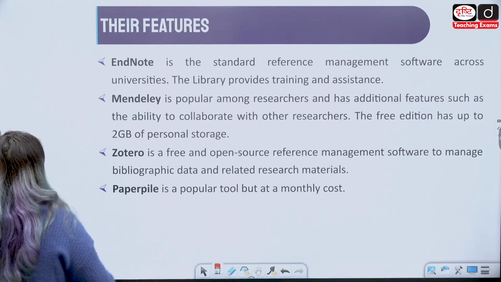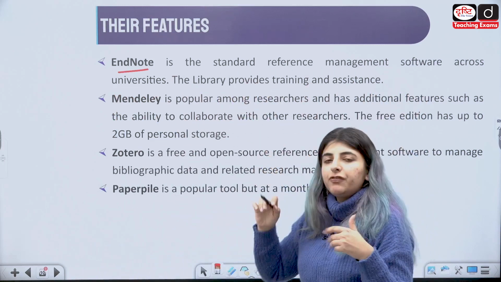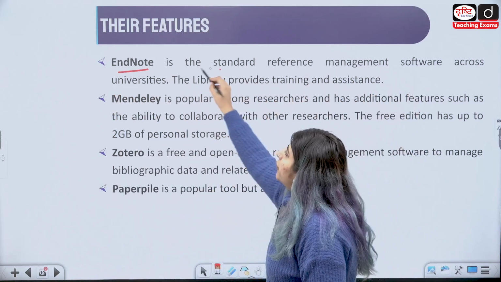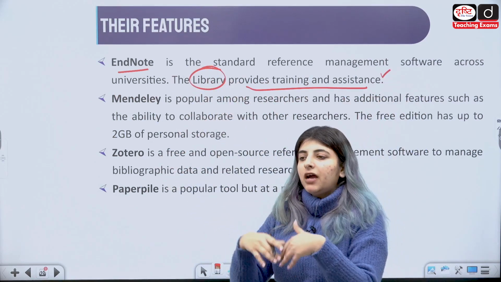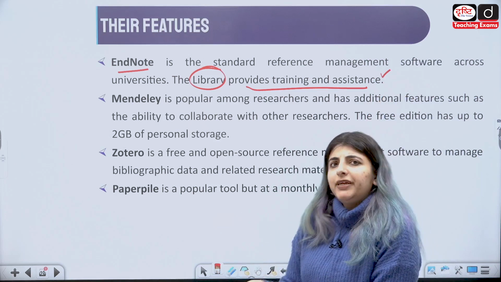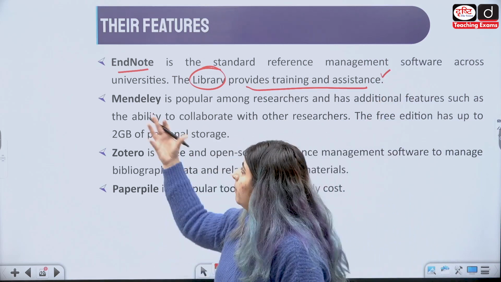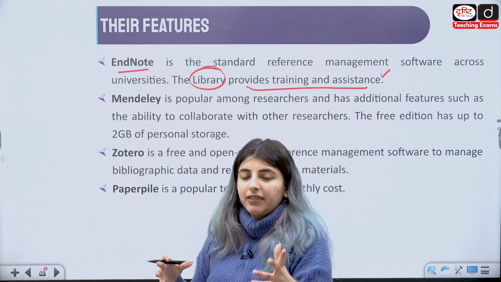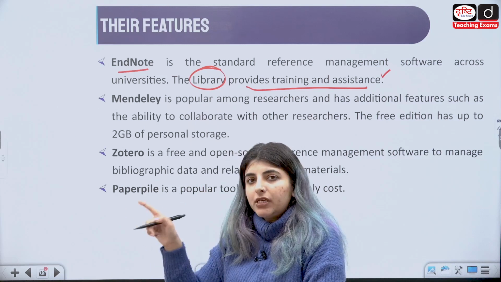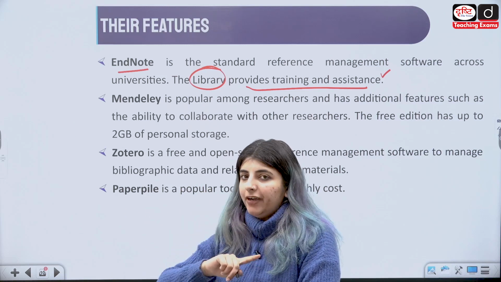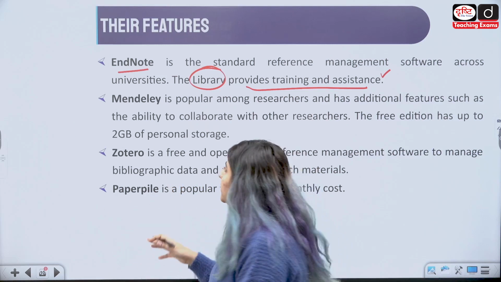Now if I talk about EndNote, EndNote is a standard reference management software across different universities, and the library of a university will provide training and assistance as in how to use it. Mostly I have seen UPSC aspirants also normally use EverNote, by the same name it has, for creating some mind maps, etc. So do not confuse EverNote and EndNote. EndNote is to cite, EverNote is to make your notes and all, right?